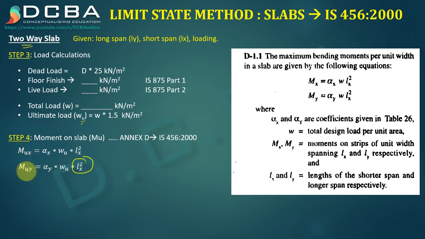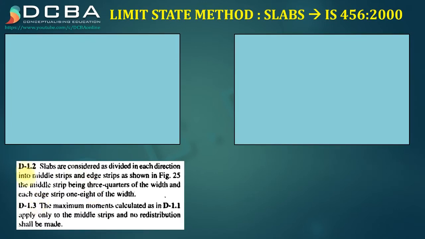So in both the cases, the design length that we'll be using is the short span itself, no long span to be used anywhere. Now alpha x and alpha y are two coefficients that are given in IS 456 Table 26. We'll see that in just a moment, but before that there is a concept that you should learn. Again, it is given in Annexure D, D 1.2.